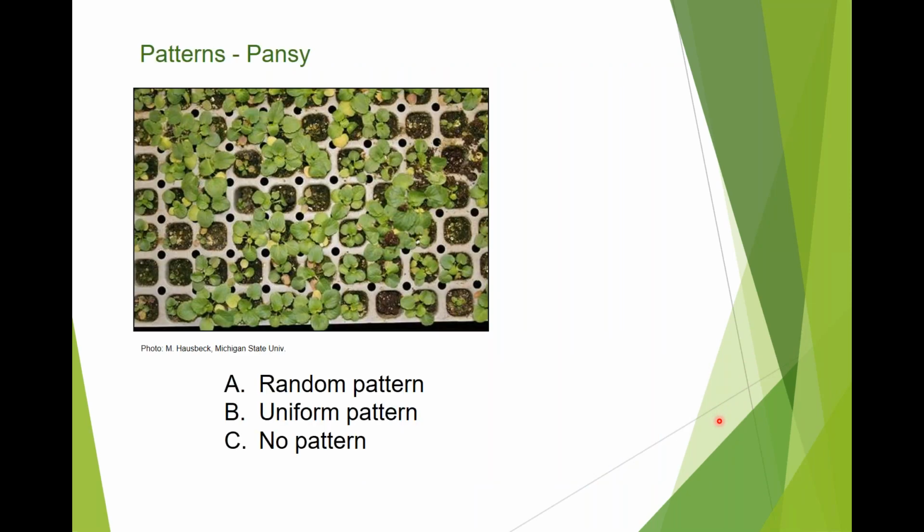Now it's time for you to chime in, and I've got a question for you here. If you can go to the question box and just type, what do you think? Is this a random pattern, a flat, uniform pattern, or no pattern? Just type A, B, or C into the question section, and we'll see what everybody seems to think.